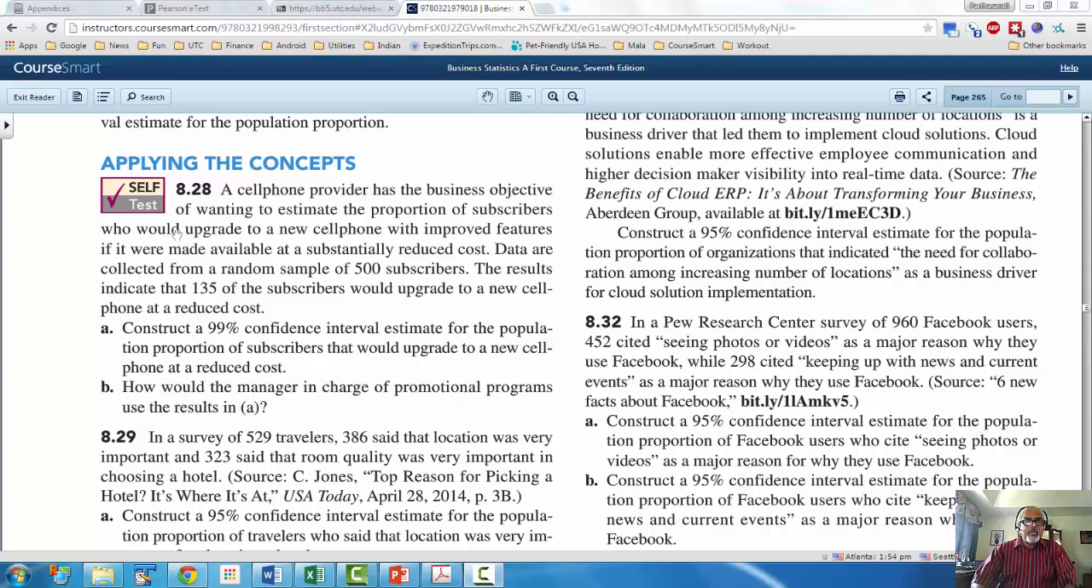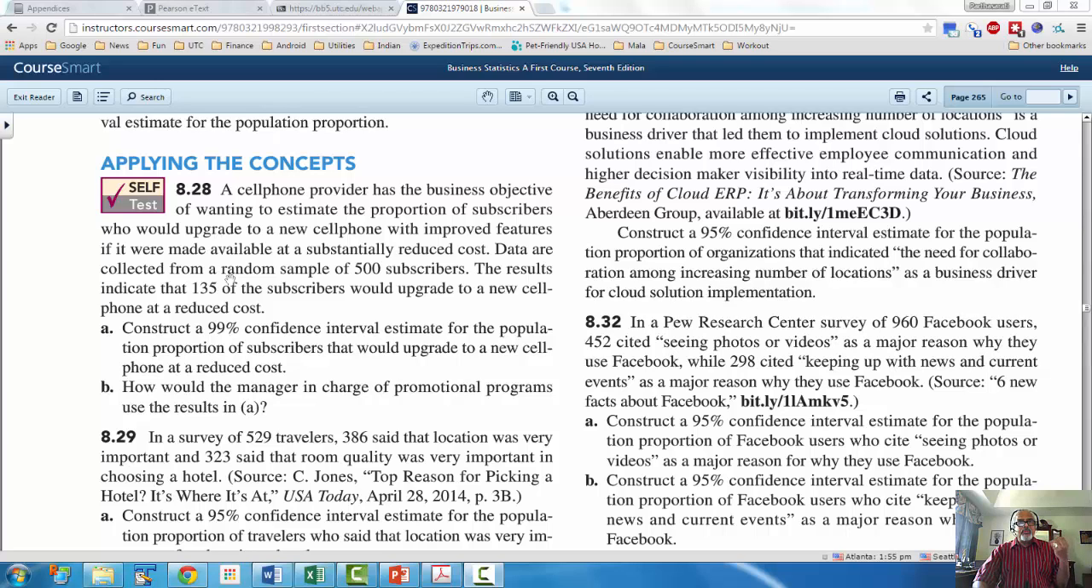Now we're going to look at problem number 8.28 for this example of constructing a confidence interval for a population proportion. Okay, we have a cell phone provider and it has a business objective of wanting to estimate the proportion of subscribers who would upgrade to a new cell phone. So they're going to introduce a new cell phone with improved features.